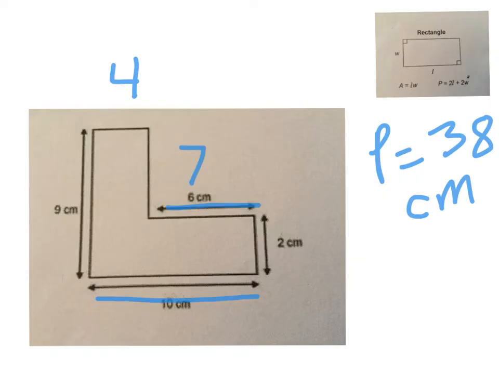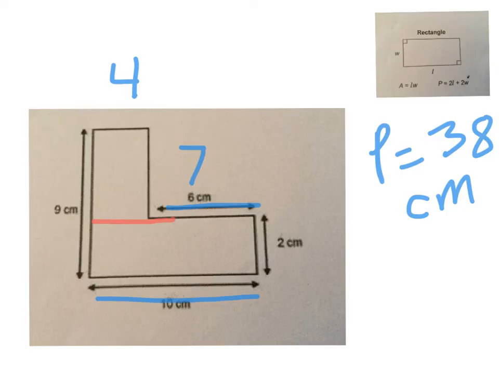Now it becomes a little bit more tricky. It was somewhat easy to just add up all the sides, but we need to now go back and get area. So to do that, what I'm going to do is I see this object. It almost looks like 2 rectangles. So I'm going to draw in a line right here. So now I have 2 specific rectangles. All I need to do now is find the area of both these rectangles.